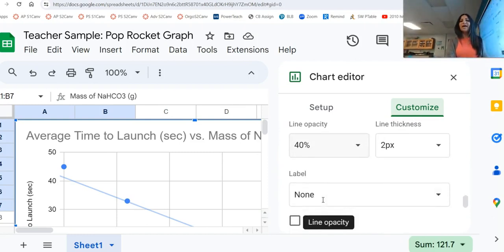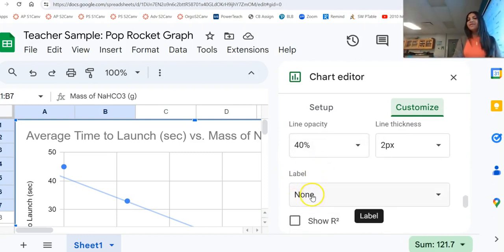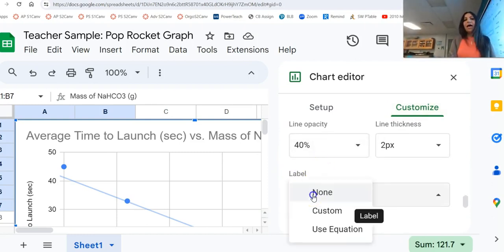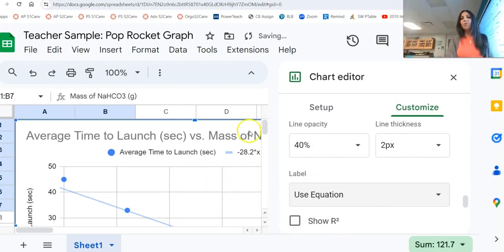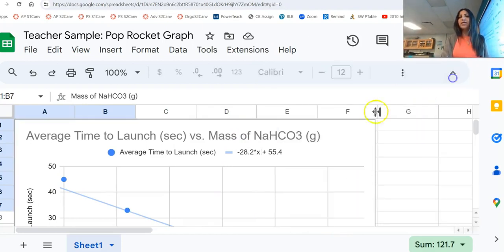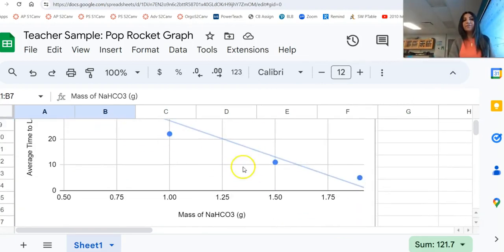After Trend Line, there's a label, and this label says None. I'm going to change my label from None to Use Equation. And what it will do, let me X out of this so you can see, once I click Use Equation, it's going to actually give me an equation over here for my line of best fit. So it gave me a line of best fit.